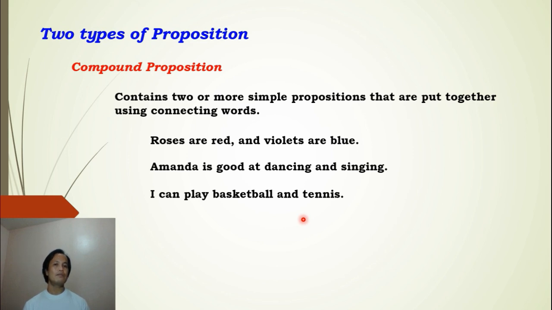So some examples of connecting words are or, and, we also have the negation, the not, we also have if-then, and biconditional statements.